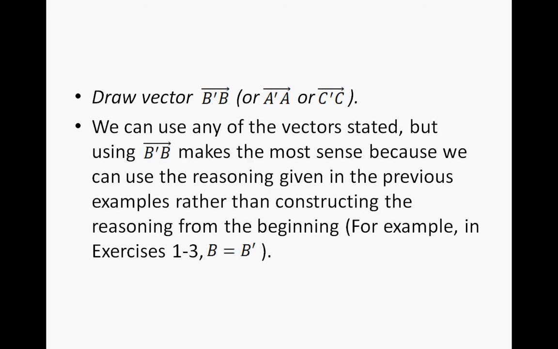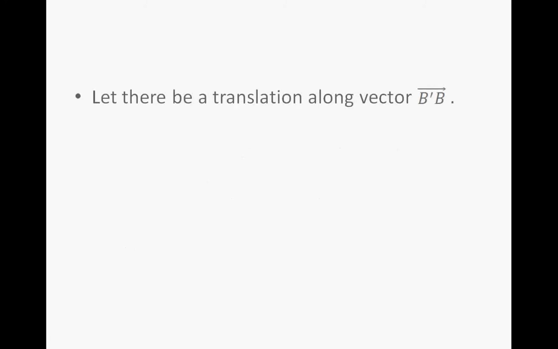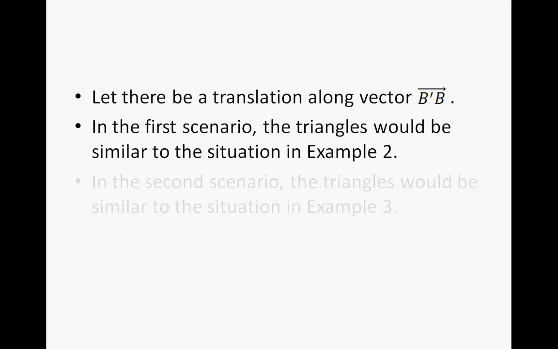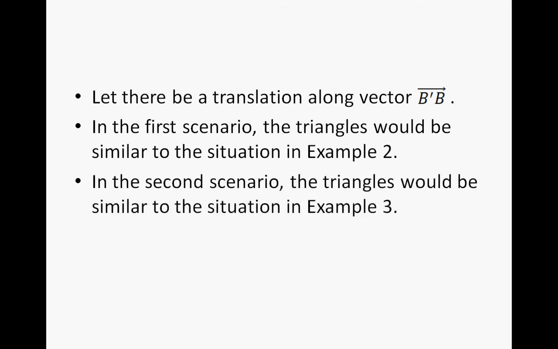So they decide to use B prime B. It makes the most sense because we can use the reasoning given in the previous examples rather than constructing the reasoning from the beginning. For example, in exercises 1 through 3, we already established the fact that B is the same as B prime. So let there be a translation along vector B prime B. In the first scenario, the triangles would be similar to the situation in example 2. And in the second scenario, the triangles would be similar to the situation in example 3.